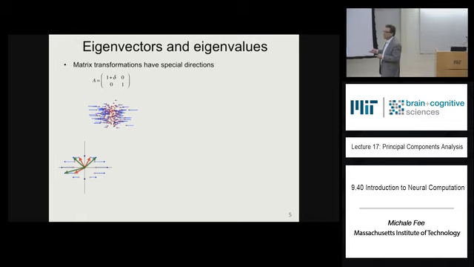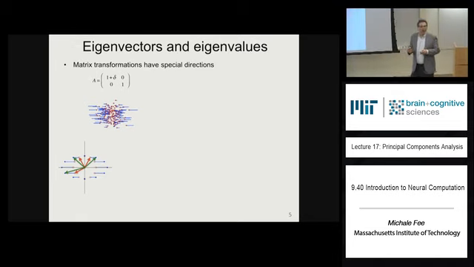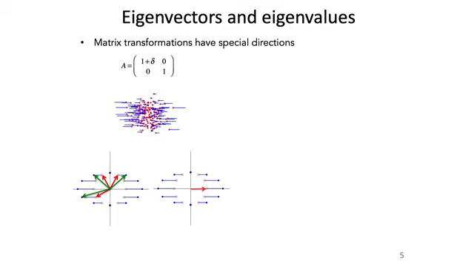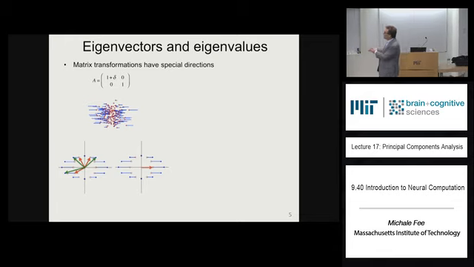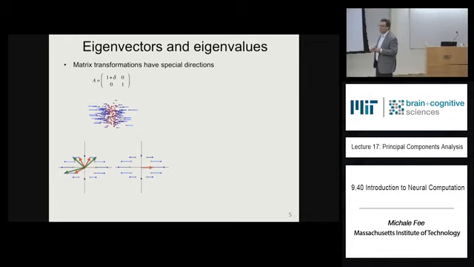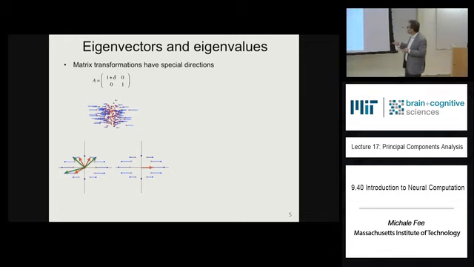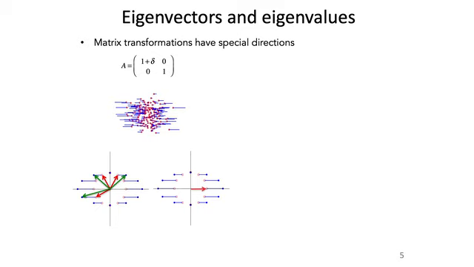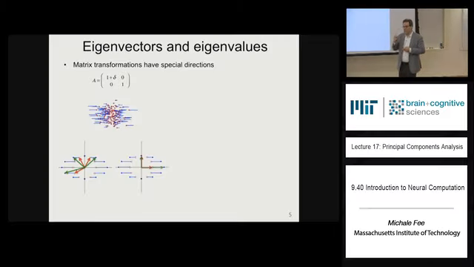You can see, though, that there are other directions that are not rotated. Here's the same picture again, but now let's look at this particular red vector. When that red vector is stretched by this matrix, it's not rotated. It's simply scaled. Same for this vector right here. That vector is not rotated, it's just scaled, in this case by 1.